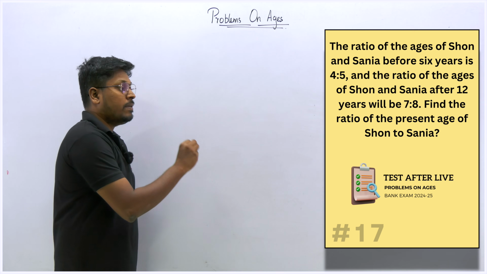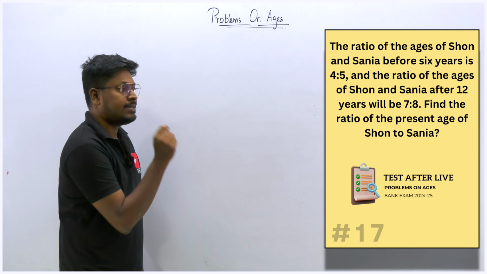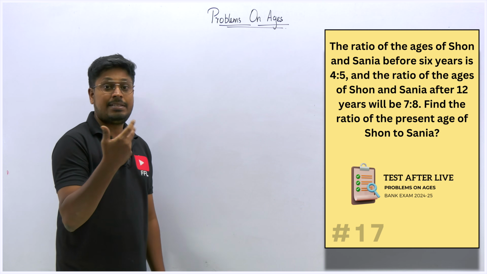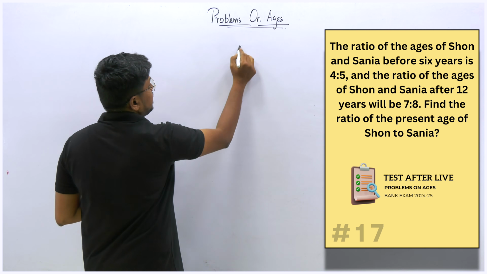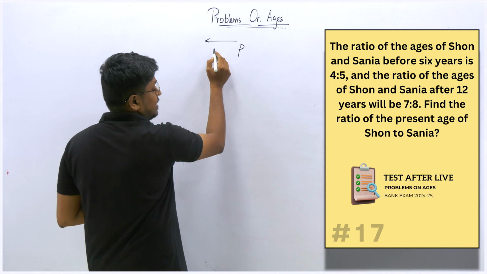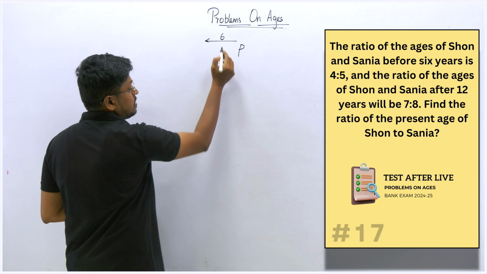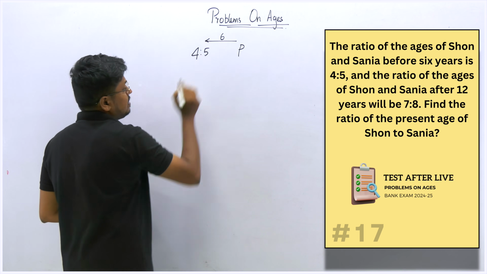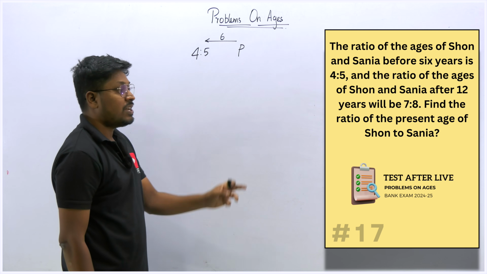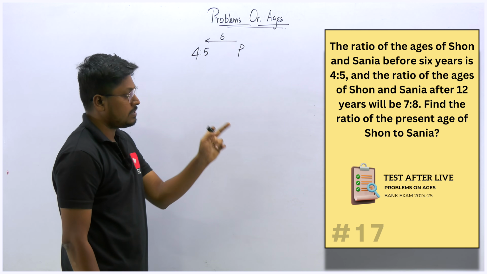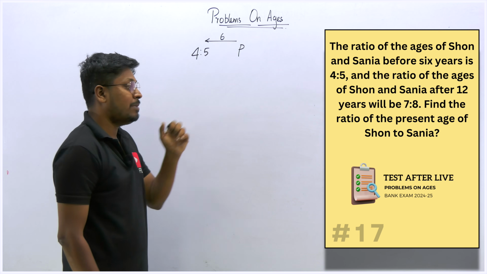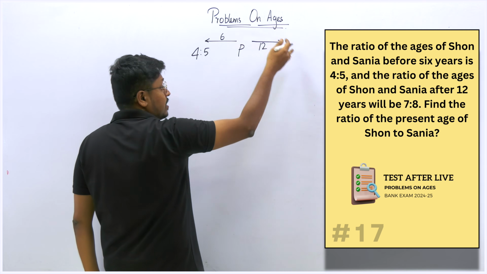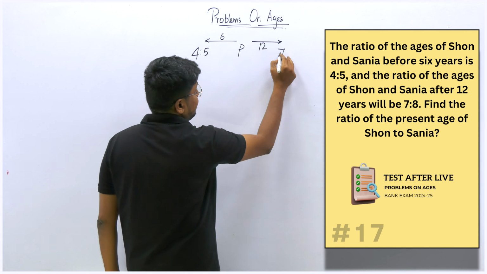The ratio of the ages of Shan and Sania before 6 years is 4:5. Before 6 years, which means the past age has been given. From the present they have given the past age, that is how many years ago? 6 years ago. So their ages ratio will be 4:5. This is the value initially they have given. The ratio of the ages of Shan and Sania after 12 years will be 7:8. So after 12 years from the present, the ratio is 7:8.